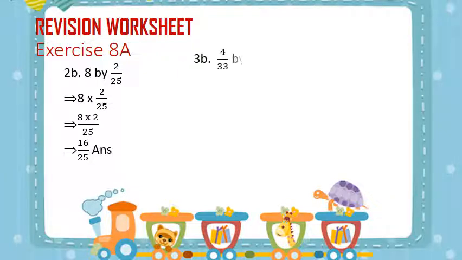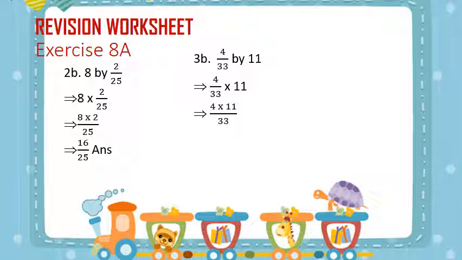Now let's come to the next question, which is the B part of question number 3. So here we have the fraction 4 upon 33, and we have to multiply this fraction by whole number 11. So now what we will do? Again, we are going to multiply the numerator and the whole number, and then it will become 4 multiplied by 11 upon 33.